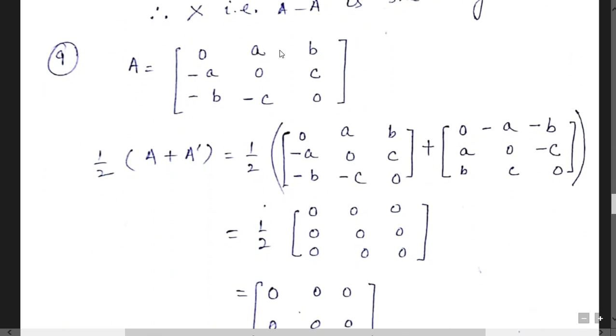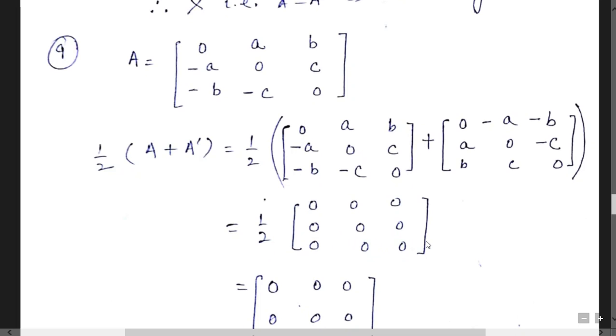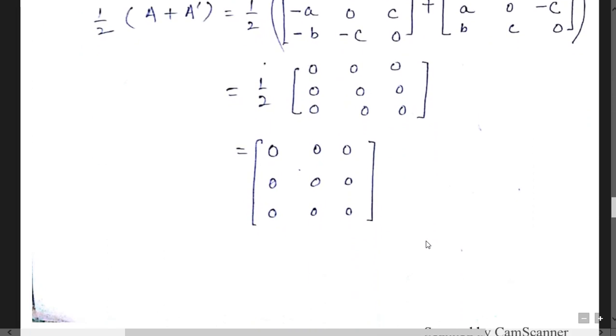Question number 9. Matrix is given to you. You have to calculate half of A plus A transpose. Just add both the values. The answer is 0. And then multiplied by 2. The answer is all zeros.